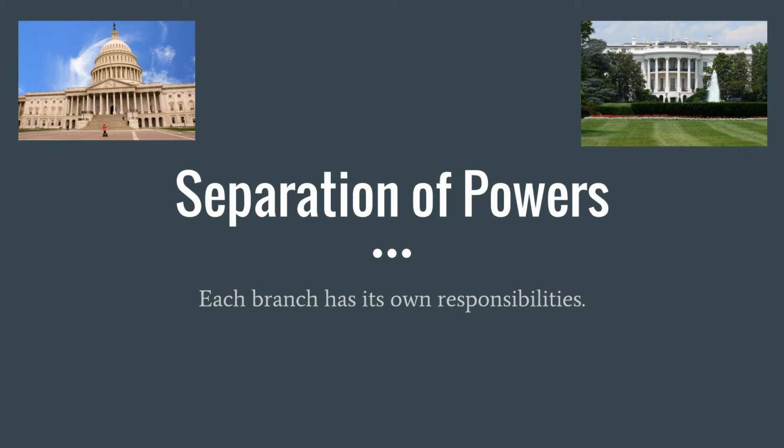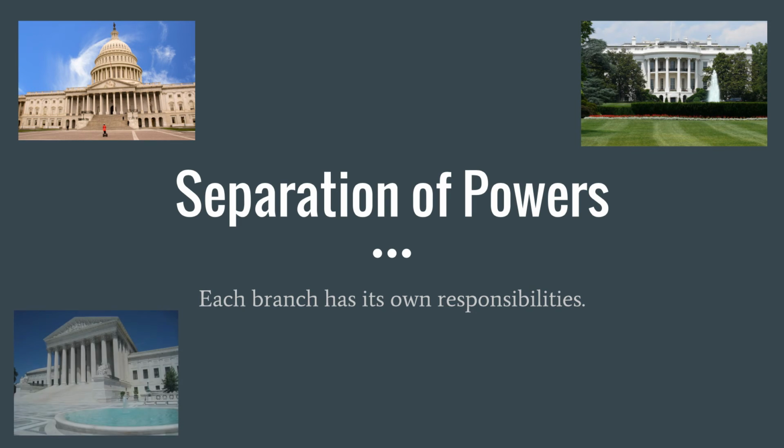So these are executive agencies, and you've known some of them already. The Department of Education, the Department of Defense, and so on and so forth. These organizations, these executive agencies, are responsible for carrying out or executing the laws that the legislative branch creates. So these two have to work together, but they each have their own distinct responsibilities.